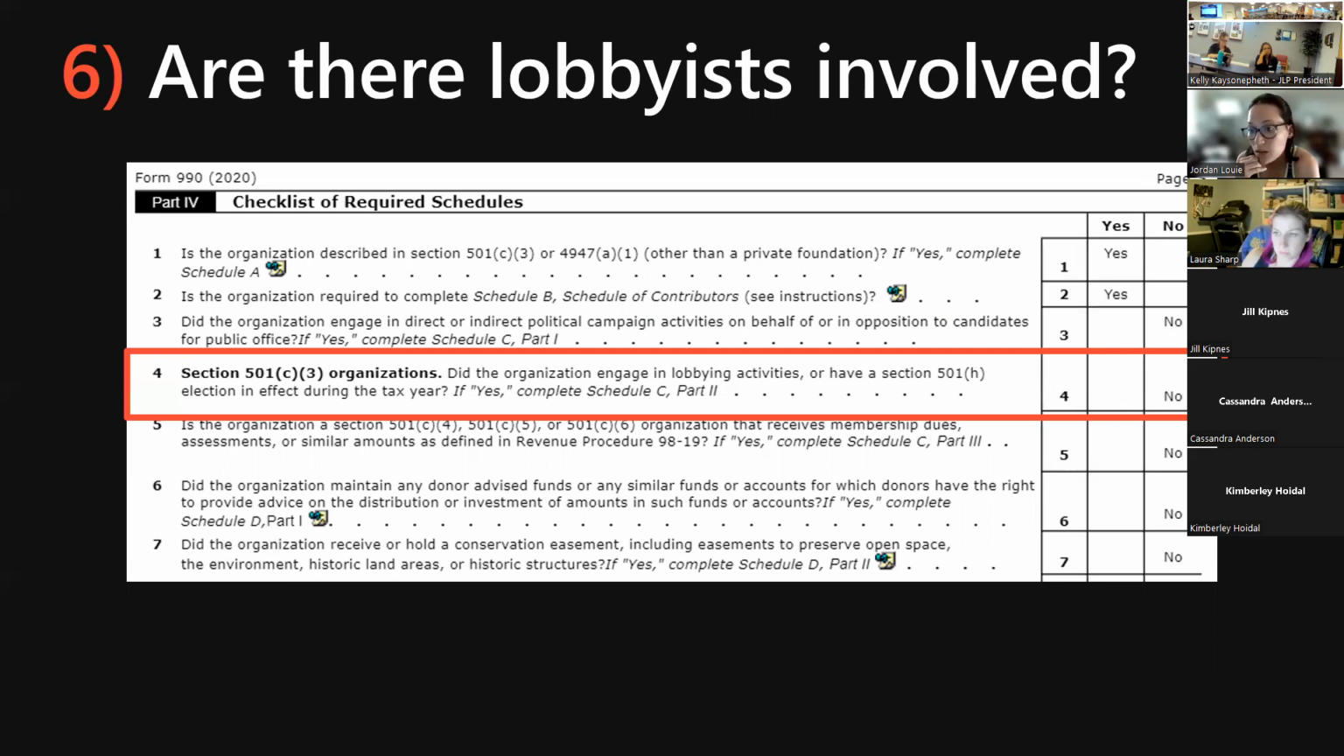It's not a bad thing to engage in lobbying, but you want to make sure that the organization has a reason to do so. And if they mark yes, they're required to complete Schedule C, Part 2, which you would find at the very end of the document, which would outline which lobbyists they paid and how much. So that could send you on a different type of Google searching. And for the 501c3, you want to evaluate why they would even be lobbying to begin with.